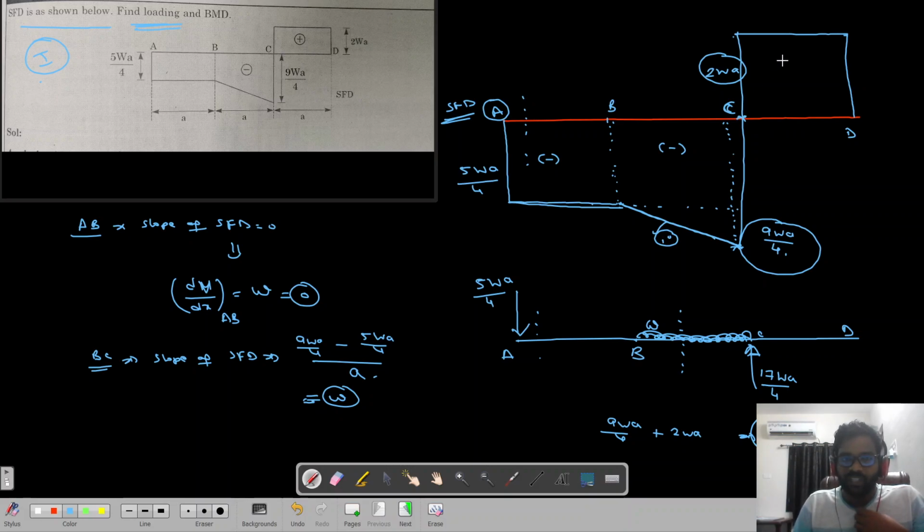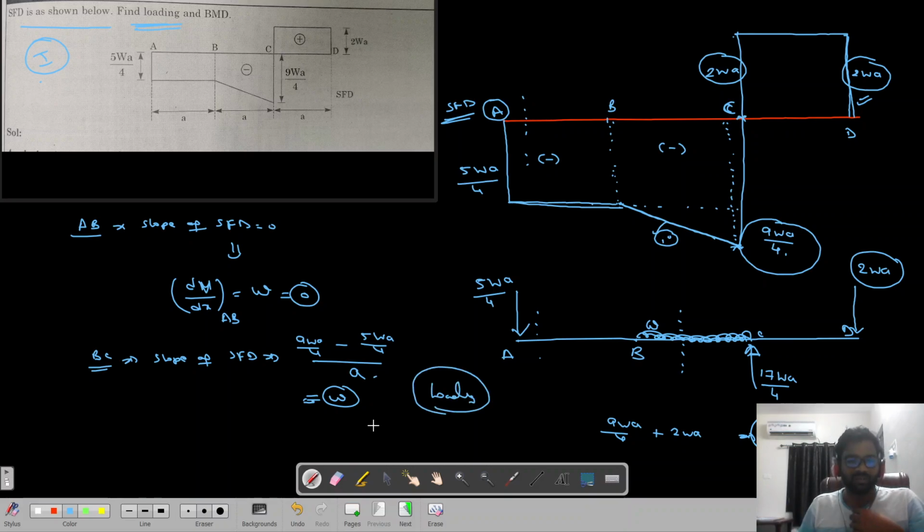At point D, what is happening? There is some sudden drop at D, which means there is some downward force acting at this point, which will be equal to the change in the shear force value, that is 2WA. So this will be the loading diagram. By using only a few conditions, we are drawing all these things.